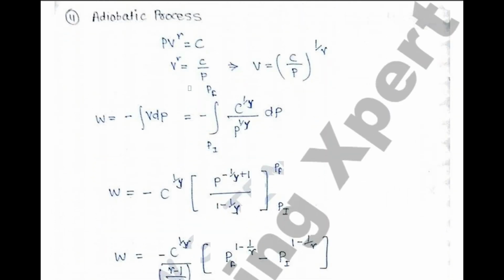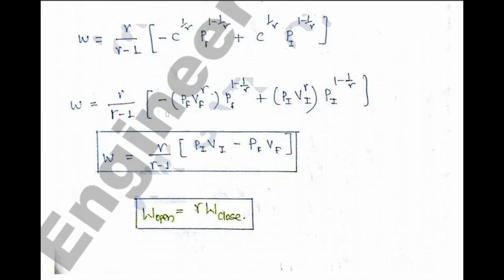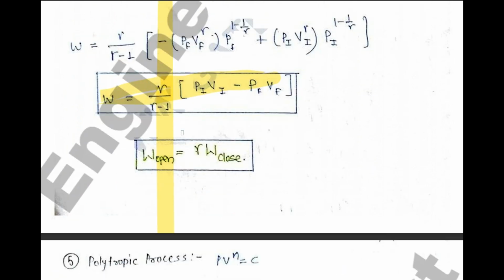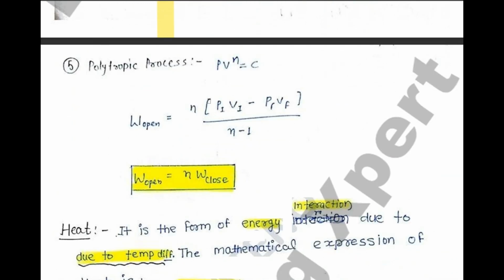The adiabatic process procedure is similar, and just this change is there in every process. You need to keep in mind that all the rest of the processes are the same, and this result will come out, with just some changes like gamma. This is the relation that you can remember: the work done in an open system and a closed system have just a ratio of gamma, and this is the same for polytropic.